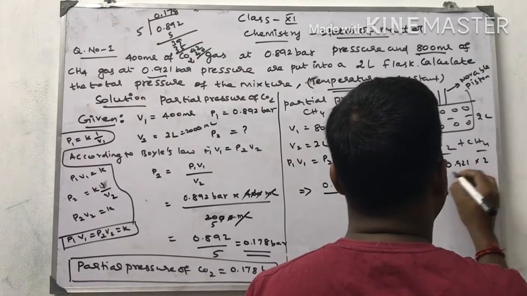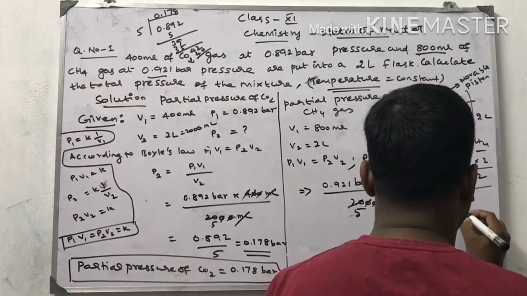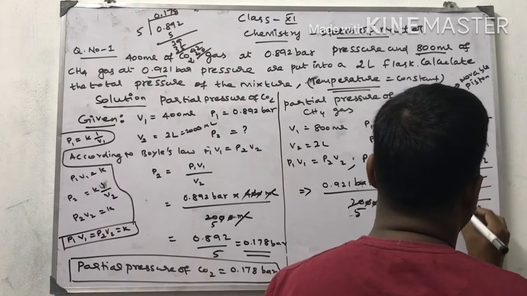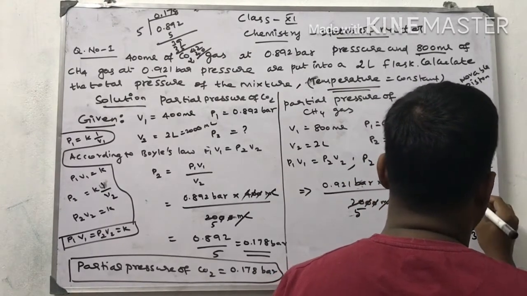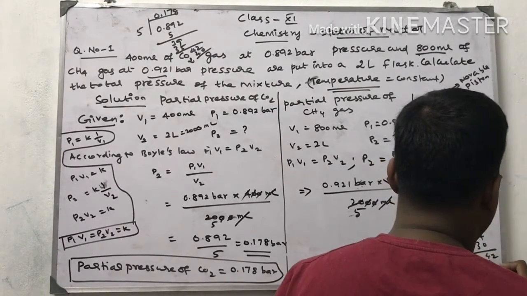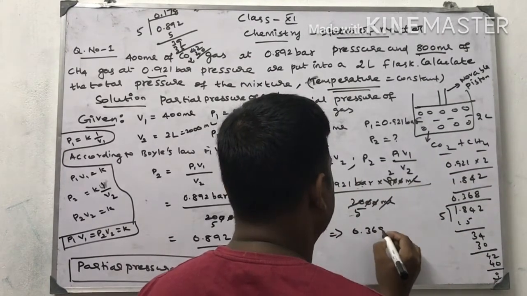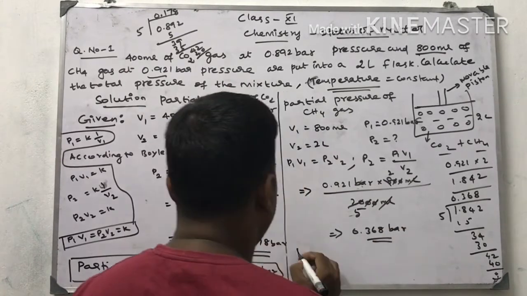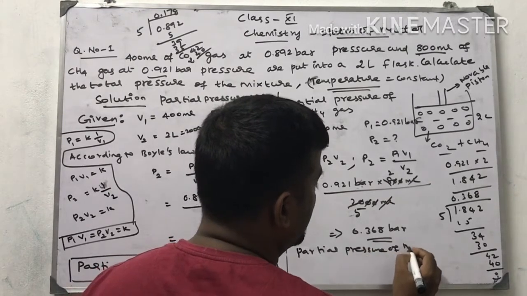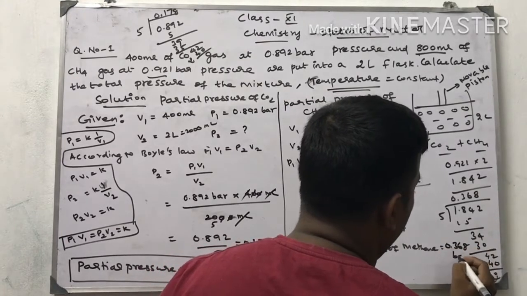Here 0.921 into 2 is equal to 1.842, divided by 5. The answer is 0.368 bar. So the partial pressure of methane is equal to 0.368 bar.